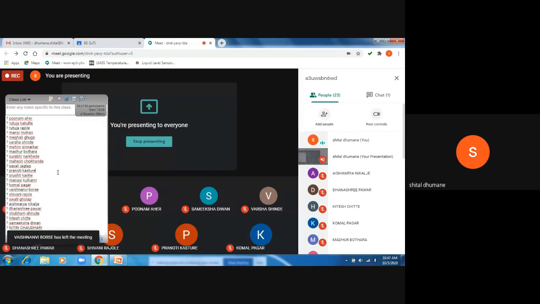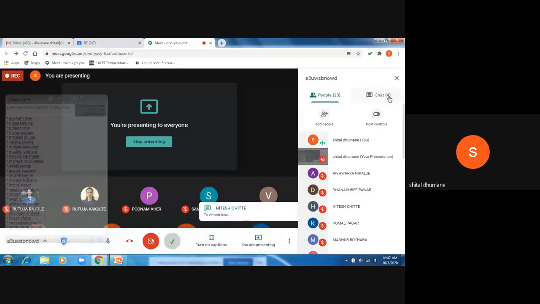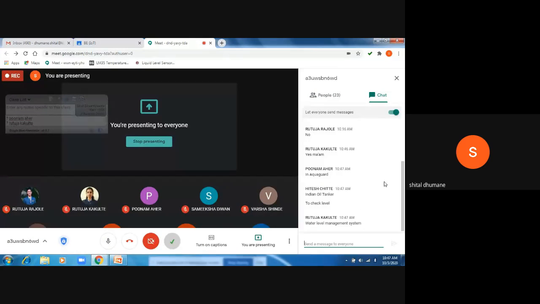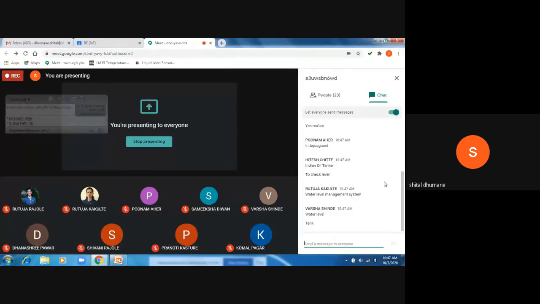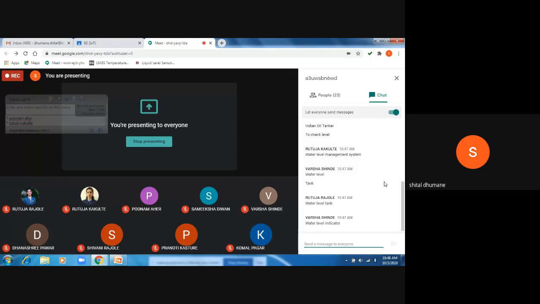It's a very simple example. In AquaGuard. No, in AquaGuard it's not there. Oil tankers. Okay. Any more to check the level? Water level management system. Okay, correct. Water level tanks. Yes. Any more example or application? Water level indicator.